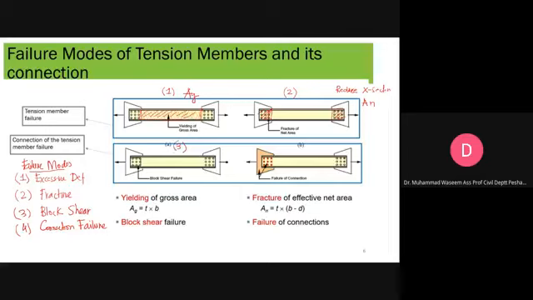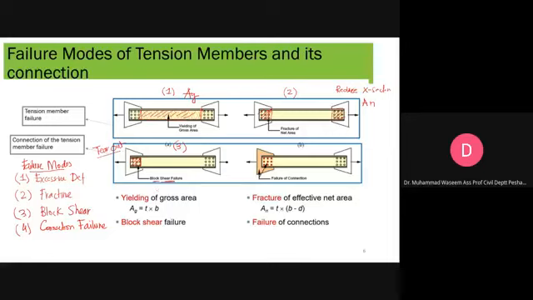The block shear, you can see, occurs in the connection. Whenever a tension member is subjected to loading, the connection or a rectangular portion tears out. This type of failure we call block shear failure, and we are going to discuss block shear failure later.